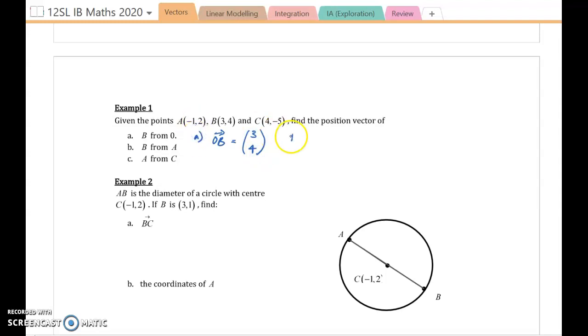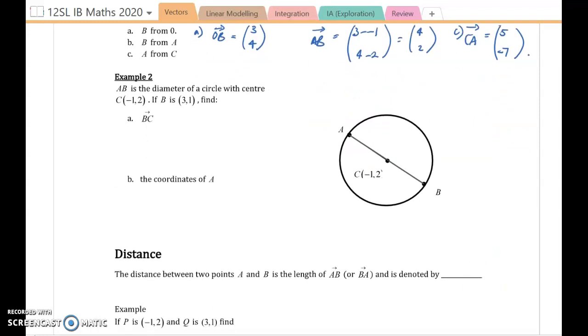So that's part A. Part B, B from C, that's vector CB, which is 3 minus negative 1, 3 minus negative 1, and 4 minus 2, which is 4, 2. And then for part C, vector CA, that would be 4 take negative 1, which is 5, negative 5 take 2, negative 7. I think you get the hang of it now.